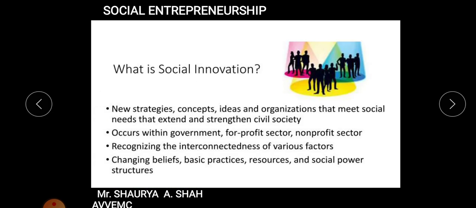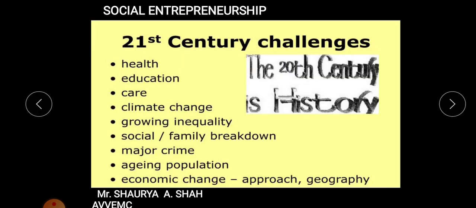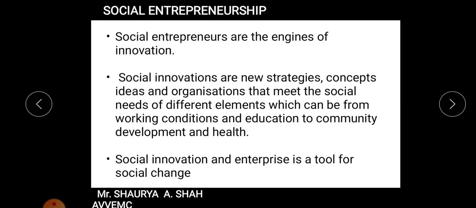So what we saw in today's lecture, a brief idea of that: first of all, we saw the challenges in the 21st century. To find out and solve these challenges, various kinds of innovations are done. We also saw that social entrepreneurs are the engines of innovation, and the tool for social change.